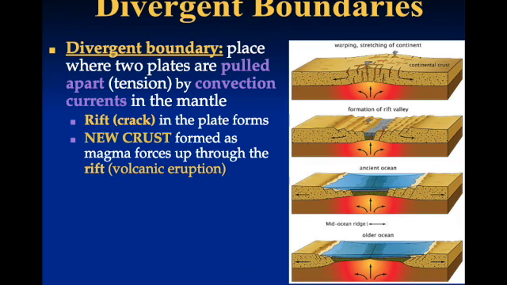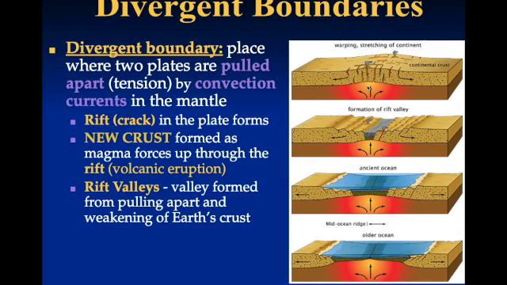So that's the second thing. You get the new crust forming. It's still up here in this first picture. The second picture now is where we see the next step, and that's where you're starting to see this rift valley. And a valley is this lower part of land, right? This valley is formed from the pulling apart of the plates and the weakening of the crust as well.